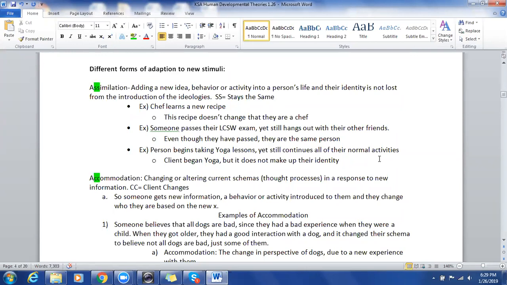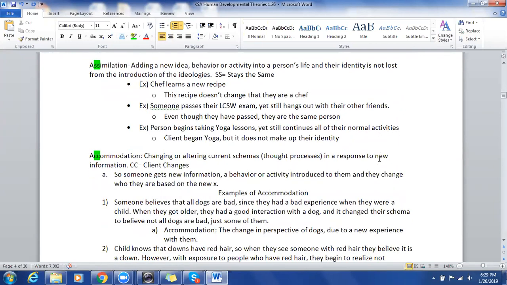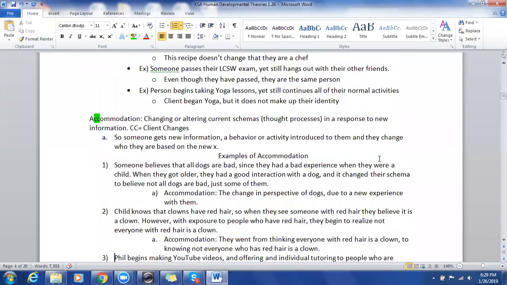Conversely, if they wanted to start doing yoga and they adapted their entire life around yoga, that would be more of accommodation. Accommodation is changing or altering current schemas, thought process, fancy term for, in a new response to information. So someone gets new information, a behavior activity, and they change who they are based on the new stimulus. So examples of this to drive it home.